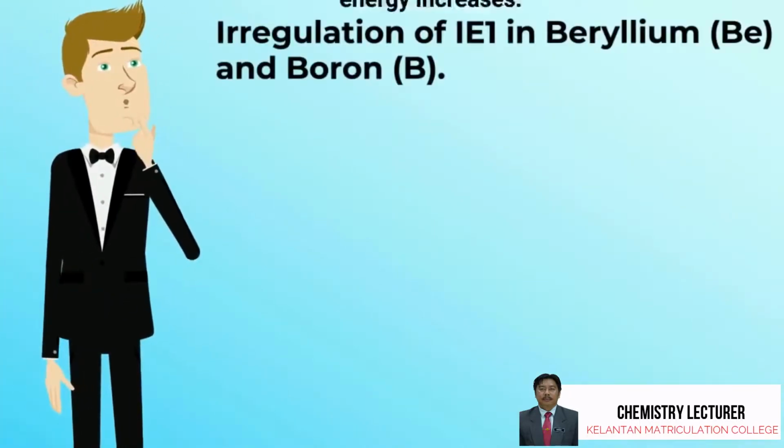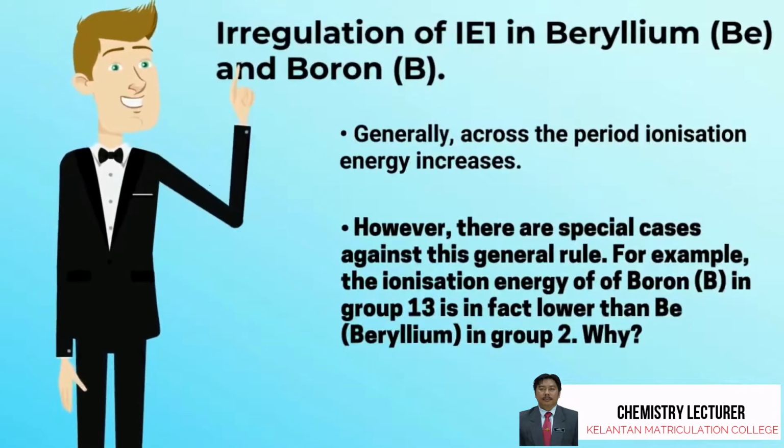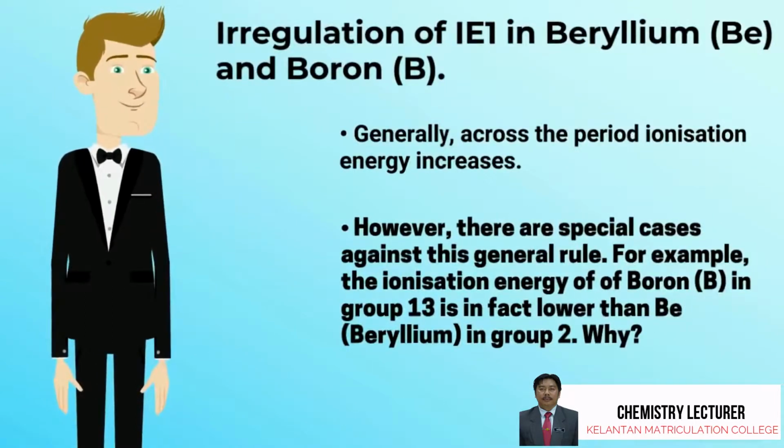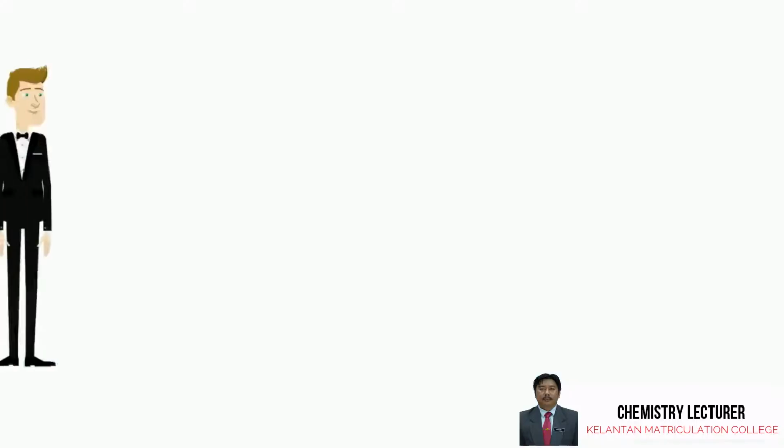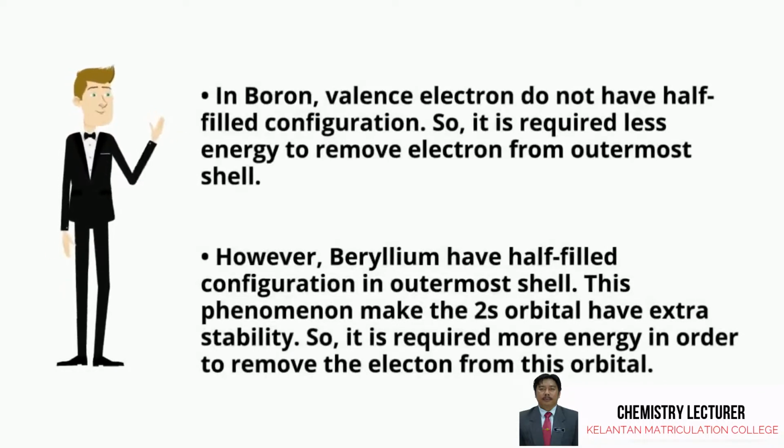Generally, we know that across the period, the first ionization energy will increase. However, there are special cases against this general rule, for example, between boron and beryllium. To understand this phenomenon, we must know the concept of half-filled configuration.